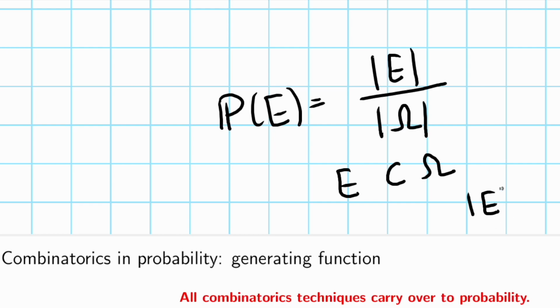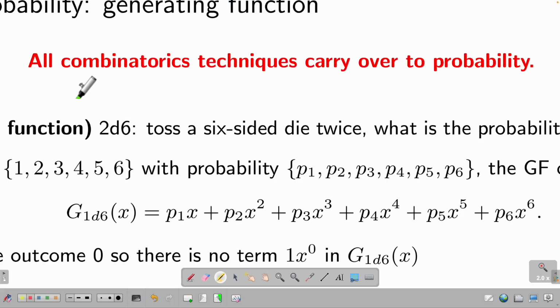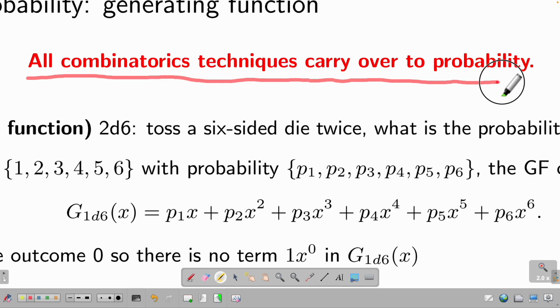The cardinality of a set E means the number of elements in set E. So we are dealing with the number of elements in a set. That means classical probability is just combinatorics, so all the combinatorics techniques you have learned carry over to probability.